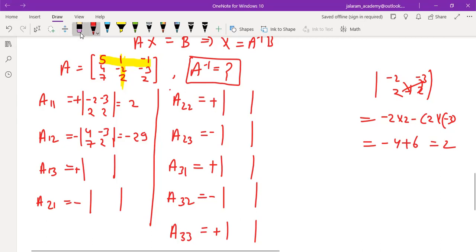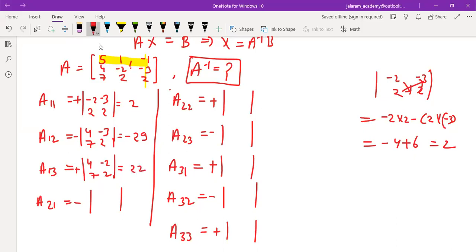Then the third is obtained by deleting first row and third column. So how to delete first row and third column? For this, first row, third column will be deleted. So the result is 4, minus 2, 7, 2. So it gives 4 2s are 8 plus 14, 22.